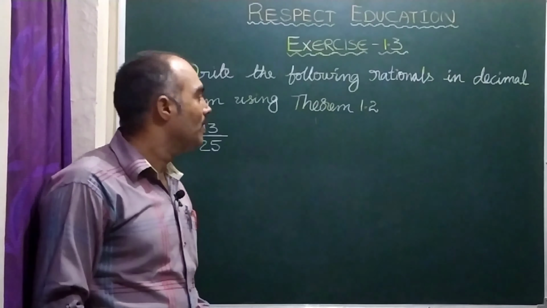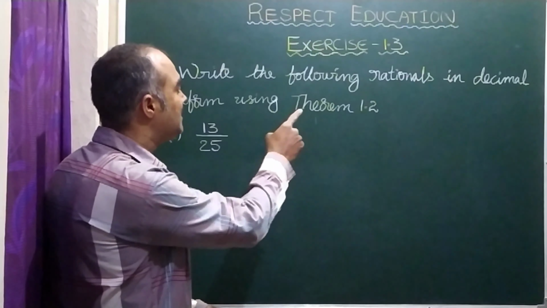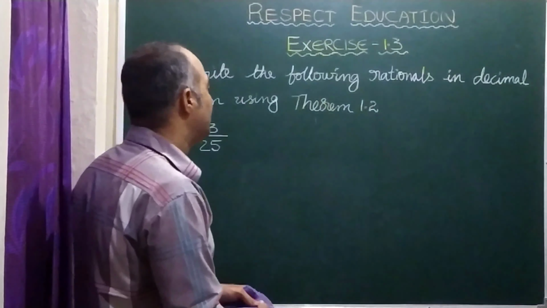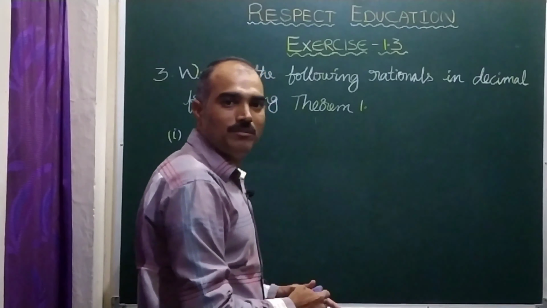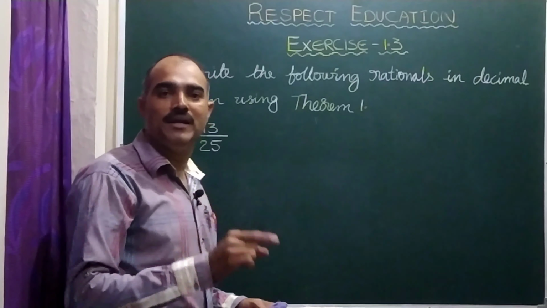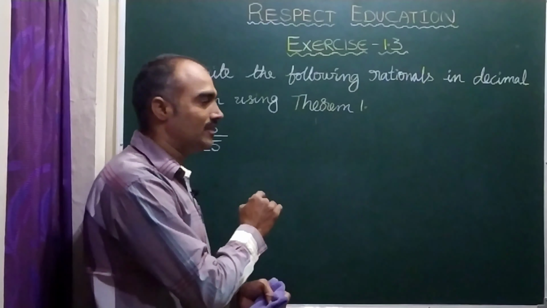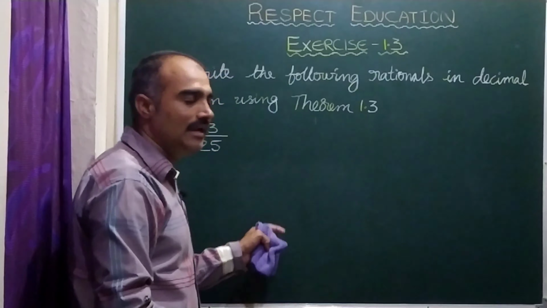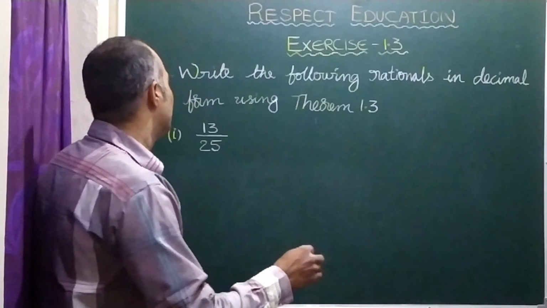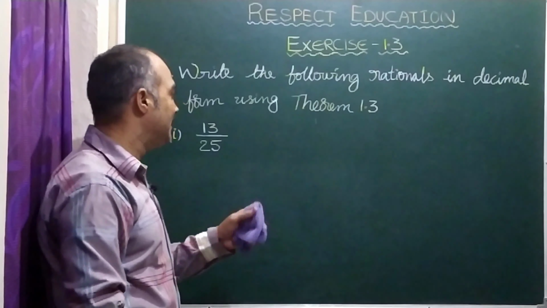Now let us see the next question, that is question number 3. Write the following rationals in decimal form using theorem 1.2. Here I think this is a small printing mistake, children, because it should not be theorem 1.2. Theorem 1.2 is the fundamental theorem of arithmetic, so that does not match this concept. I think you should make a small change: it is theorem 1.3 that is related to this concept. So here we need to convert the given rational number into decimal form.